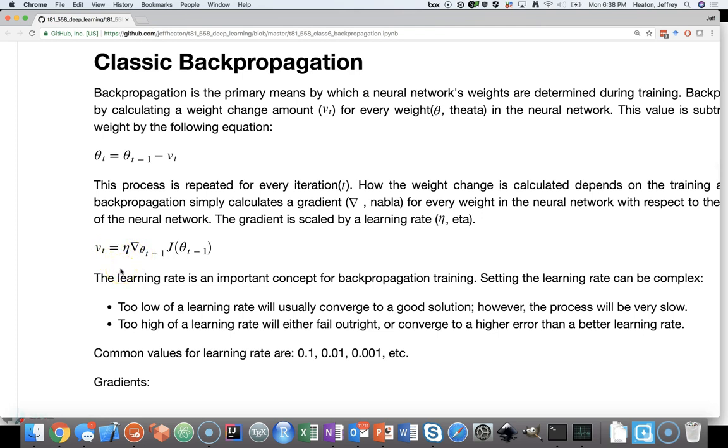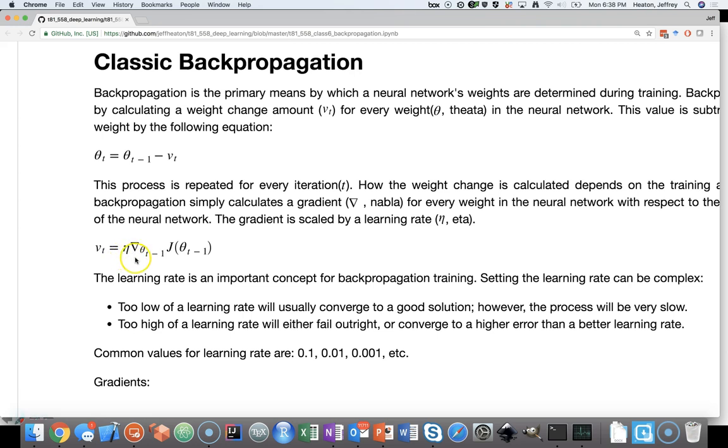the learning rate, eta. This little harp, that's not a delta, if you've never seen it before. It's an upside down delta. It's the nabla. It's a harp-shaped thing. And that essentially means we're taking the gradient, so the derivative, of the weights at t minus 1. So the weights from the previous training iteration.